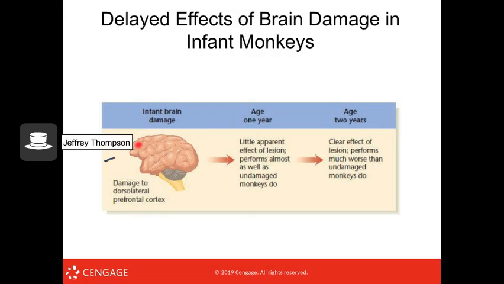So here is a monkey brain, and this monkey, as an infant, was damaged in their dorsolateral prefrontal cortex, right there. The interesting thing is, at 1 year of age, there's not really any effect of the lesion. They are performing just as well as, or almost just as well as, other undamaged monkeys. But around age 2, the effects of that lesion are more apparent. So they're performing significantly worse than undamaged monkeys would. So what this shows us is sometimes brain damage, or any changes in the brain, might for a few years go unnoticed until enough time passes and we can really see the significant impairment caused by that damage.